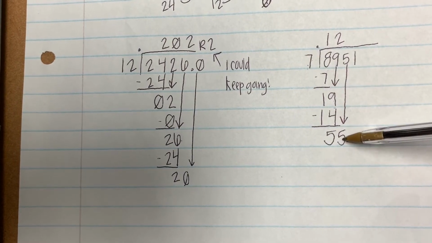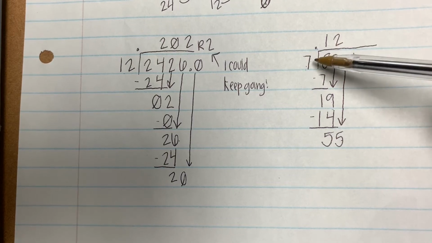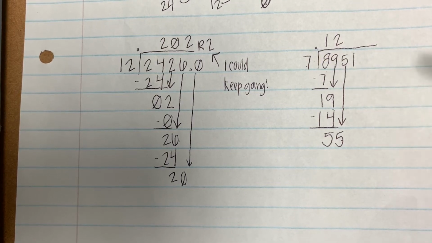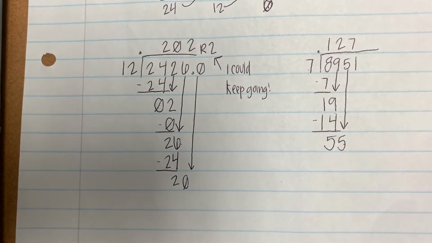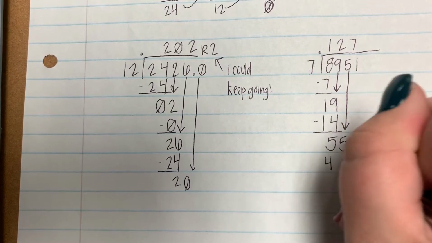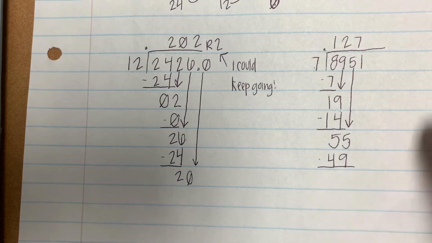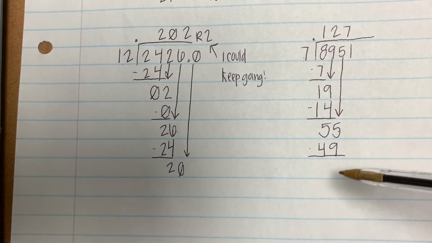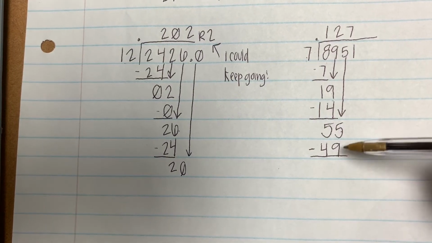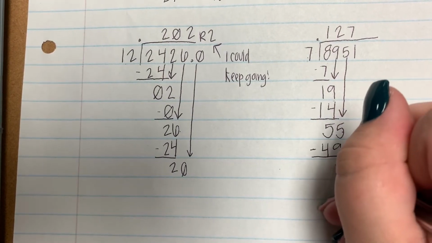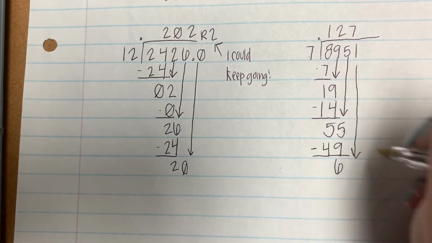7 into 55. Well, I know if it was 8, it would be 56, so it can't go over. So it's going to be, what do you think? It's going to be 7, because 7 multiplied by 7 is 49. The main thing we want to take away when we're doing this, besides keeping your work organized, is that when we're looking for those numbers, we don't want to go over. So 55 minus 49, I could subtract that, or I could add up from 49 to discover it's 6. I bring down the 1.